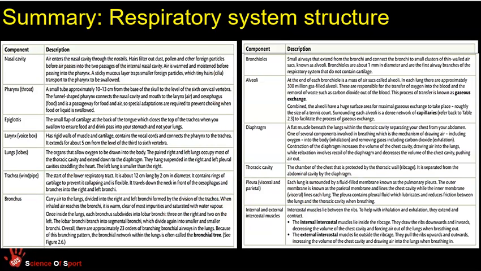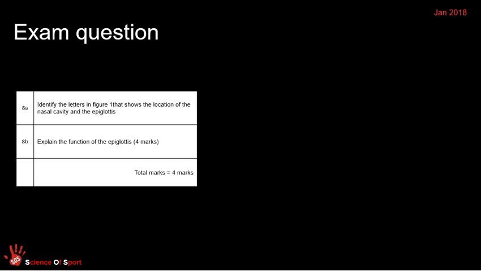So there's a summary of the anatomical components of the respiratory system here. By all means, pause and have a look at that. Lastly, just to finish, to show you some of the ways questions might come at you. I haven't got the diagram for this question, but it says identify the letters in figure 1 that show the location of the nasal cavity and the epiglottis. So obviously there's a diagram of the respiratory system, and it wants you to correctly identify these two anatomical components.